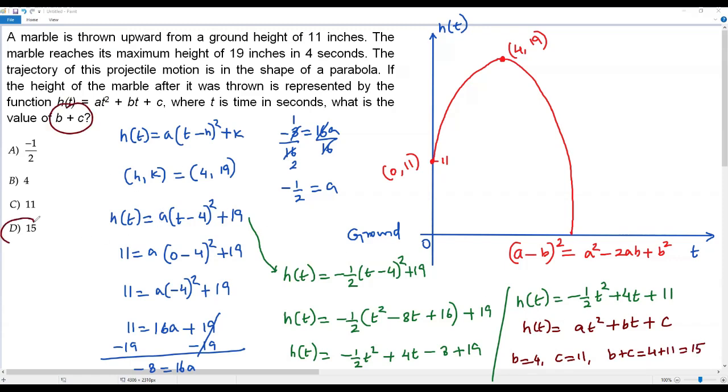We find 15 in option D. So the correct answer choice for this question is option D.